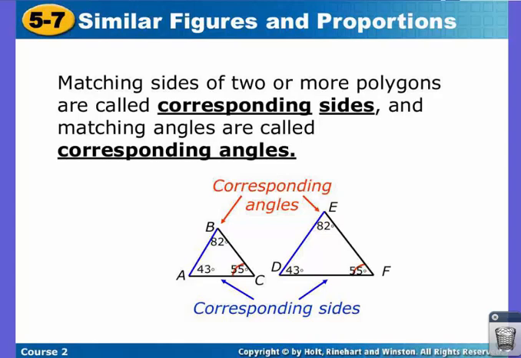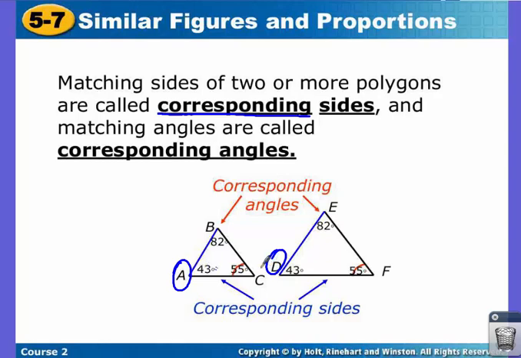It says matching sides of 2 or more polygons are called corresponding sides, and matching angles are called corresponding angles. Corresponding means in the same place as. So if I were to look down here at these two shapes, here I have angle A. Well, that's in the same place as angle D in this other shape. So we would call those corresponding angles.